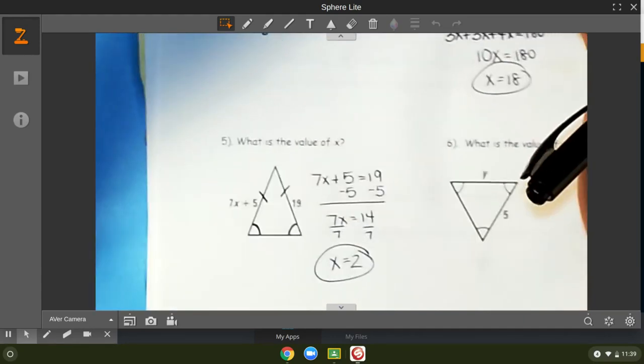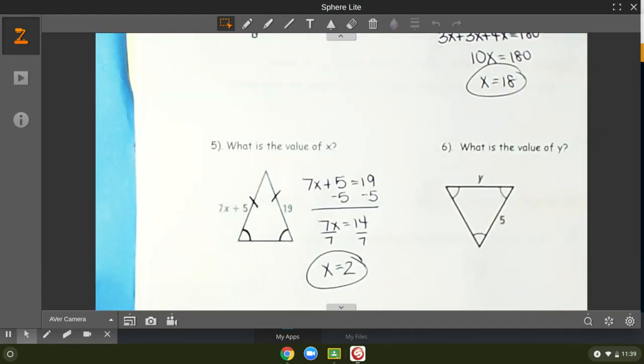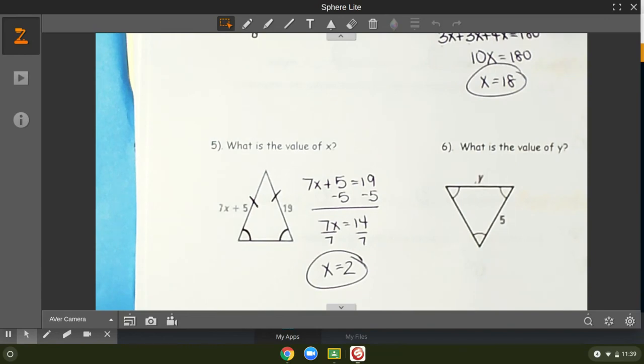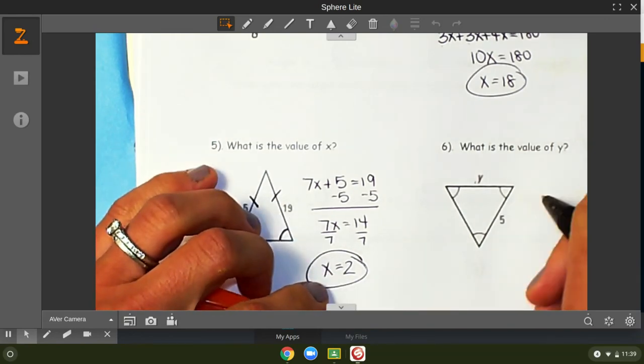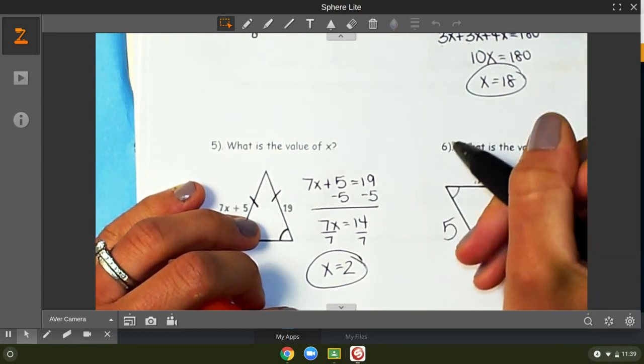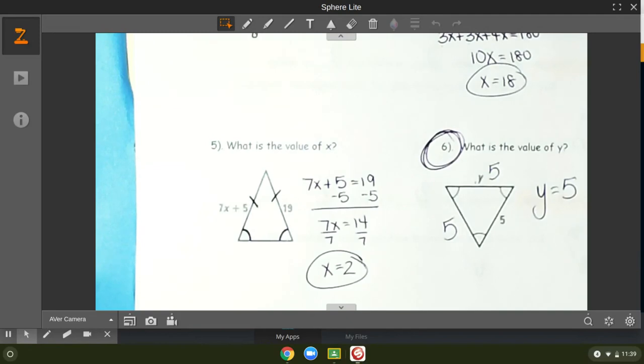All right, next up is number 6. What is the value of y? Well, right now, y is a side, 5 is a side. Let's look carefully. We have 3 equal angles, so think, what type of a triangle is it going to be? And what does that mean about side y? Go ahead and plug your answer into the answer key. All right, hopefully you figured out that the answer is going to be y equals 5 because it's not isosceles, it's actually equilateral.